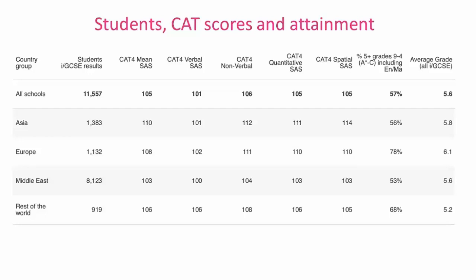The other interesting point, which I've mentioned already, is the difference between the verbal CAT score and the non-verbal CAT score, and that's going to be interesting for many schools, particularly students for whom English is a second language. You can see there's quite a big difference in most regions, actually more pronounced for the schools in Asia and Europe. And then on the right-hand side, you can see the benchmark for attainment for international schools. Again, you can see different levels of attainment for different regions. That attainment is higher, particularly on the average grade, than for the schools in the UK.